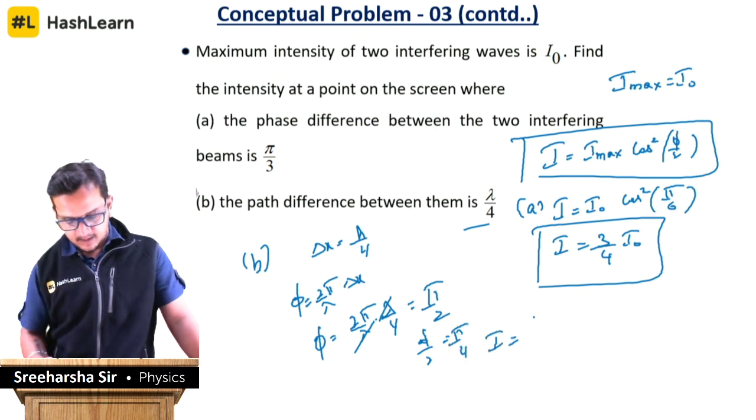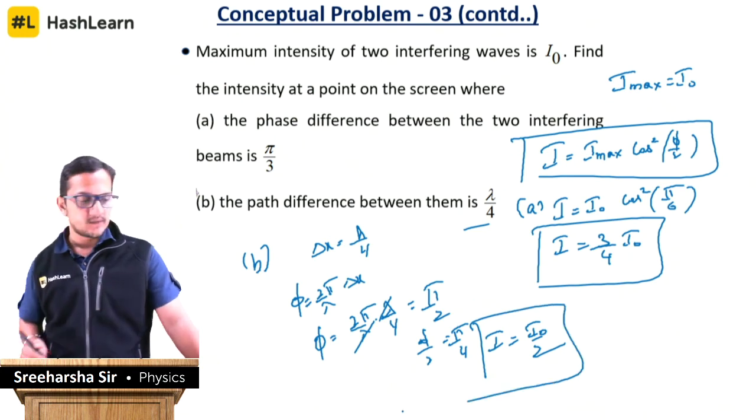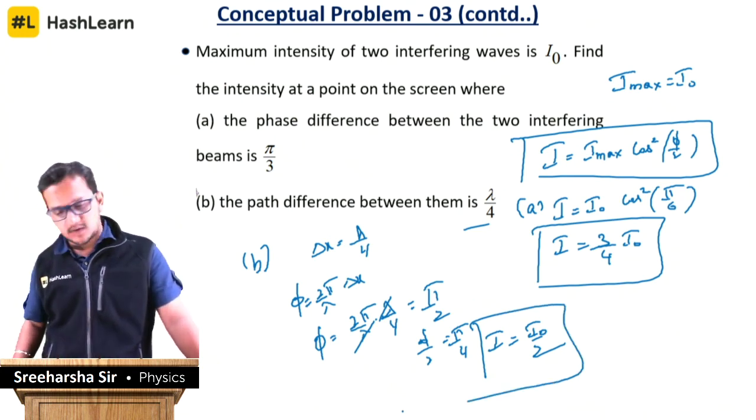From the previous problem, that will be equal to I naught by 2. So that is the answer for A and B, students. So now we have the next problem on the screen.